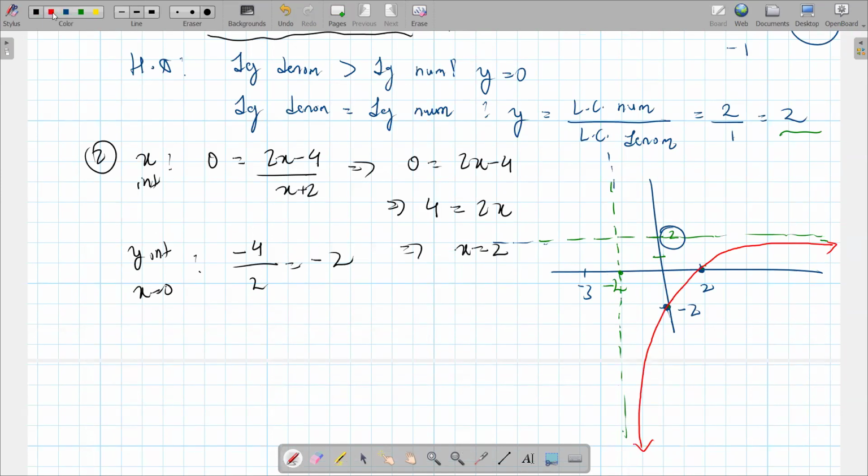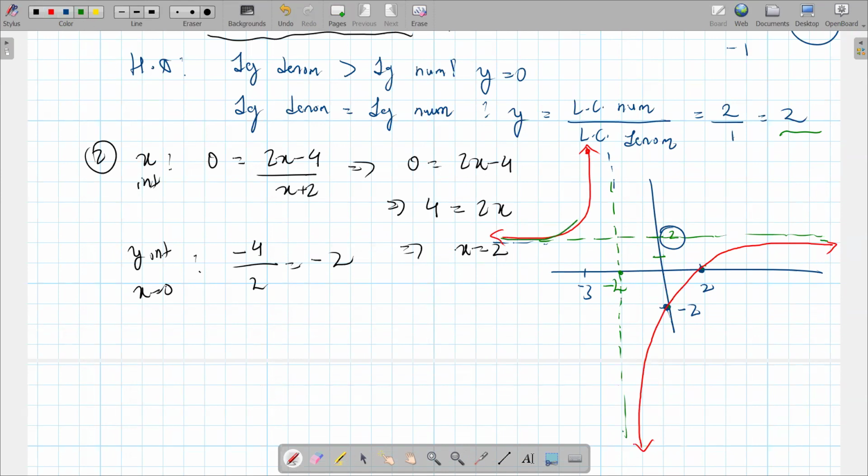So +10 would be somewhere up here, right? And the only way it's going to make sense now with respect to the asymptotes is if it comes this way and if it goes like this. And there you go, that's the sketch. Cool?